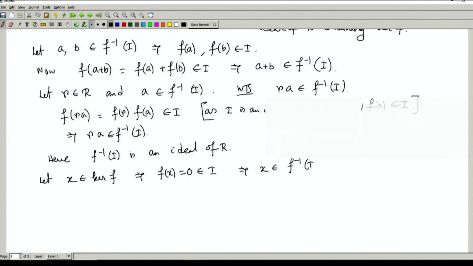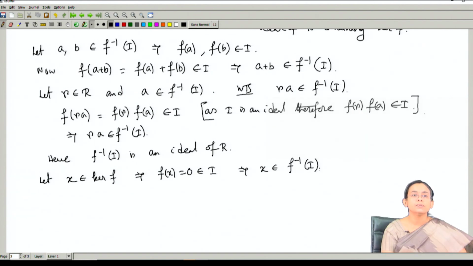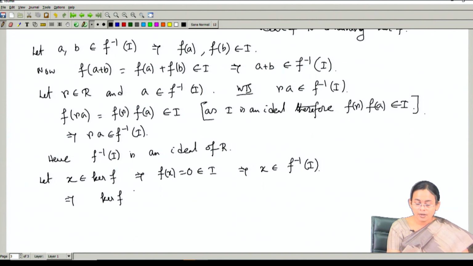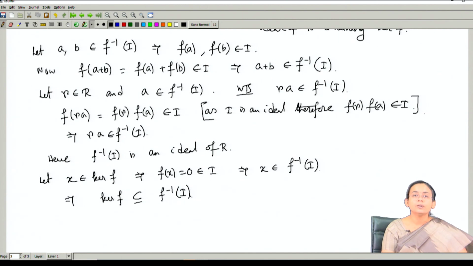the pre-image of I. So, what I have shown here is, if you start with any element x which is in the kernel, then that element is in fact in the pre-image of I. That means that the kernel is sitting inside this pre-image. This shows that the kernel of f is sitting inside the pre-image of I. That means, if I start with any ideal I in S, then its pre-image is not only an ideal of R, it is in fact an ideal which contains the kernel.